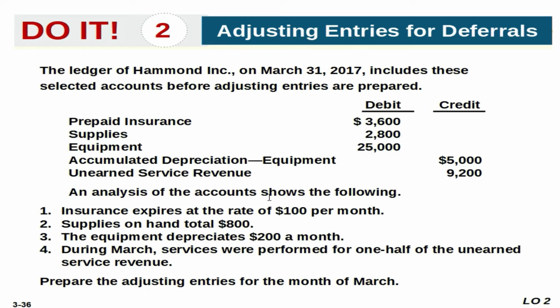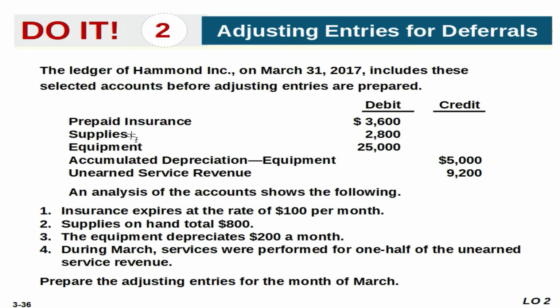Okay, so here we have an example for deferrals. The Ledger of Hammond Inc. on March 31st, 2017. So that's when their period ends. They're just using monthly artificial time periods just to make it simple. It includes these selected accounts before adjusting entries are prepared. So here we have sort of a trial balance, okay, because that's where you prepare the trial balance from the ledger. So this is not a ledger, this is a trial balance. This is where they got these numbers from.